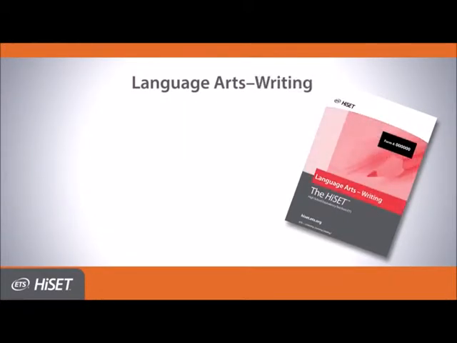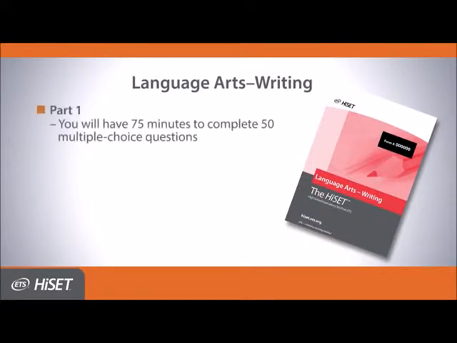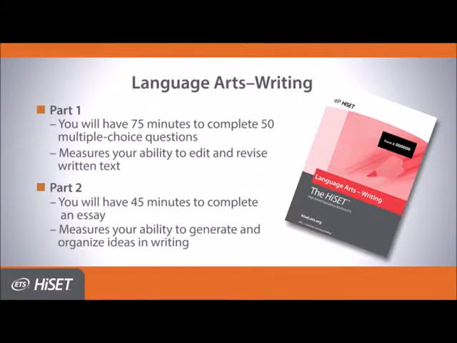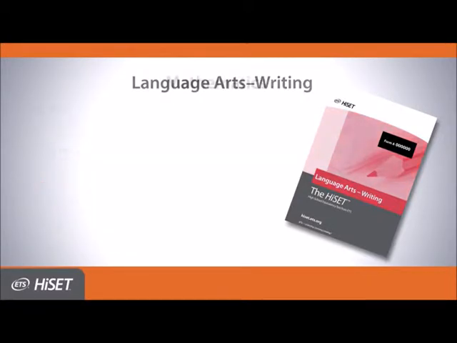The writing test will be in 2 parts. Part 1 contains multiple-choice questions, and you will have 75 minutes to answer 50 questions. Part 1 of the test measures your ability to edit and revise written text. Part 2 is the essay section, and you will have 45 minutes to complete an essay. Part 2 of the test measures your ability to generate and organize ideas in writing.